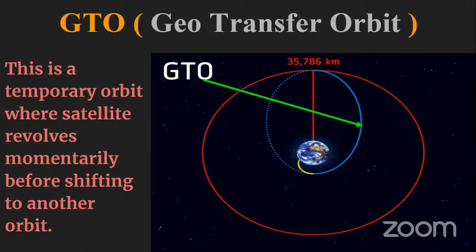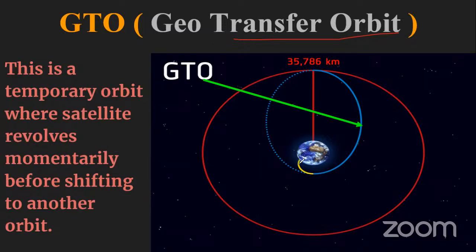Now, geosynchronous orbit, geotransfer orbit, or we can just say a transfer orbit. We'll try to understand first what a transfer orbit is, and then we'll see what a geotransfer orbit is. Now, what is a transfer orbit? A transfer orbit is a temporary orbit where my satellite is going to revolve before moving to the position where it wanted to go.